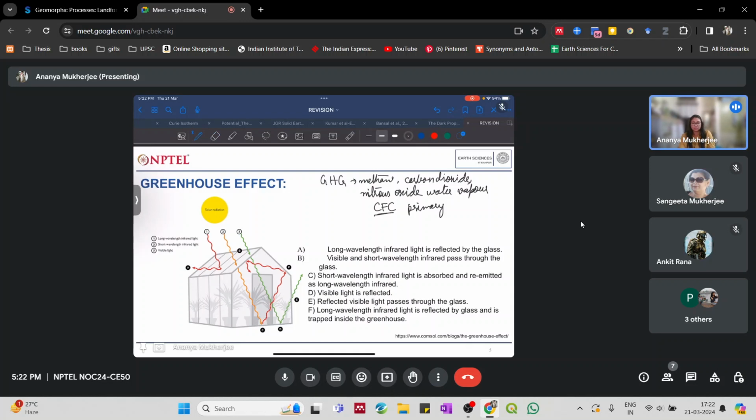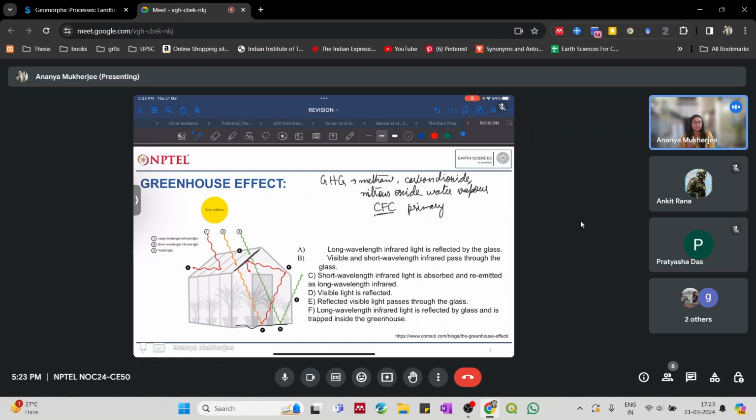So over here mostly the long wavelength infrared light, okay, it is reflected back. This glass that we see, you can consider it as the atmosphere. Okay, and the inside of this greenhouse you can consider as the Earth surface. Okay, so the long wavelength infrared light actually gets reflected back by the glass or the atmosphere that is present.